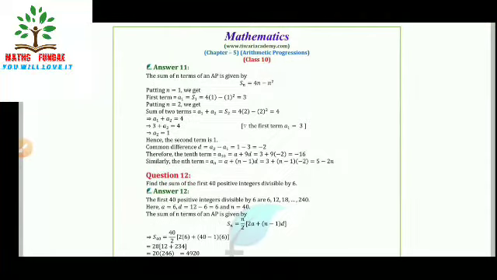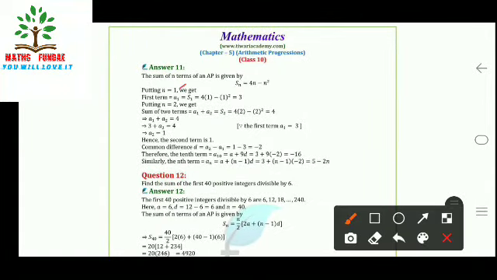So what do we have to do here? We are just putting n is equal to 1. So a1 is equal to S1, that is 4 into 1 minus 1 square, which is 3. Then n is equal to 2 means a1 plus a2 is equal to S2, that is 4 into 2 minus 2 square, which is equal to 4. Now we have a1 plus a2 is equal to 4, and the first term is 3. So 3 plus a2 is equal to 4, so a2 is equal to 1. Hence the second term is 1. So the common difference will be a2 minus a1, that is minus 2.